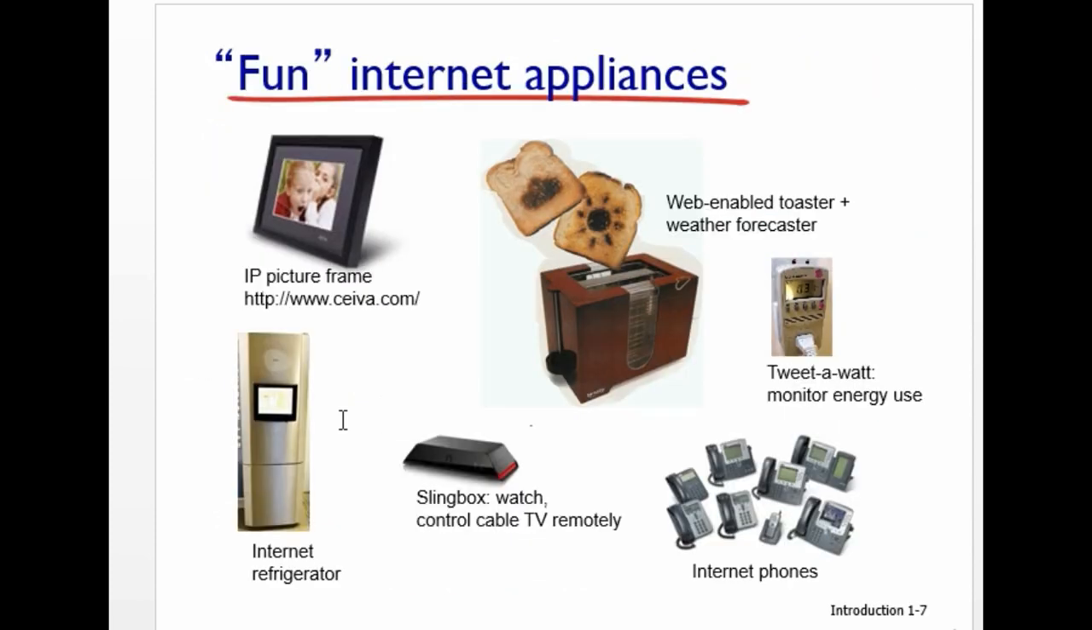Now some fun internet appliances: IP photo picture frames, internet refrigerators, washing machines, TVs with automatic control, and cars that contain devices and monitors. They also consist of IPs. We know very well that without IPs the computer cannot communicate, so IPs are required, as with internet phones.